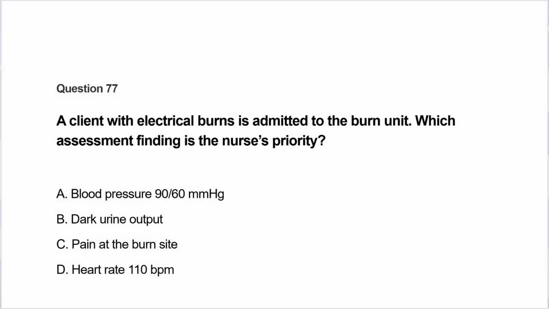77. A client with electrical burns is admitted to the burn unit. Which assessment finding is the nurse's priority? A. Blood pressure, 90/60 mmHg. B. Dark urine output. C. Pain at the burn site. D. Heart rate 110 BPM.